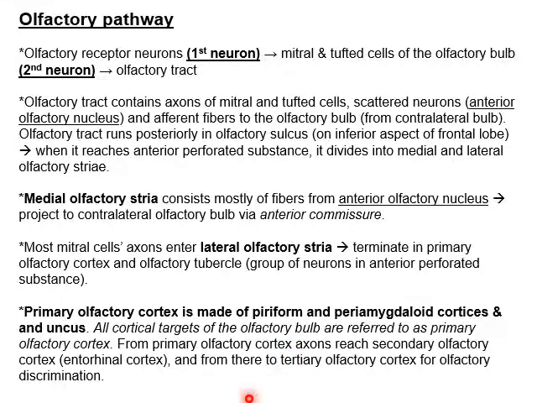The primary olfactory cortex axons reach to the secondary olfactory cortex, which is called the entorhinal cortex, and then from the secondary olfactory cortex it reaches to the tertiary olfactory cortex for olfactory discrimination.